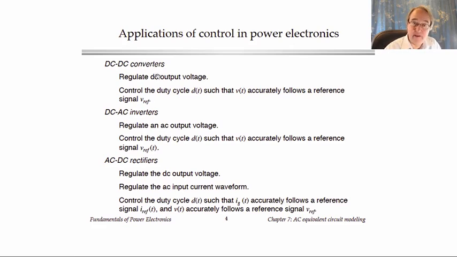In a DC to AC inverter, we may want to regulate an AC output voltage. This is similar to the DC-DC case, except that the desired output voltage now is an AC, typically a sinusoid, and so we want that AC voltage to accurately follow an AC reference signal, but otherwise it's the same. In a grid-tied solar inverter, our inverter may actually produce an output current instead of a voltage, but it's the same idea. We adjust the duty cycle to make the current that we put into the grid follow a reference signal.